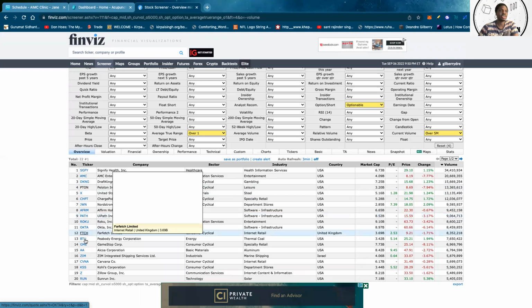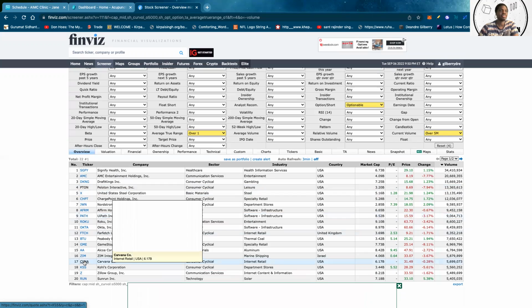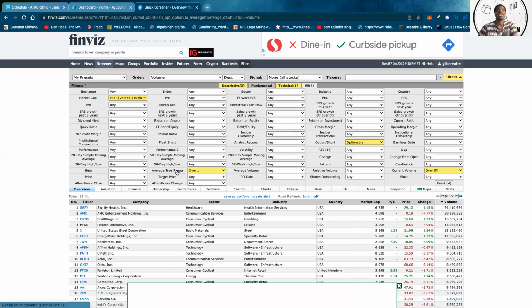So just look at these and you will see what tickers you may want to chart and put on your watch list. These are things that I might put on my watch list because they have high volume, my average true range, and they're optionable.